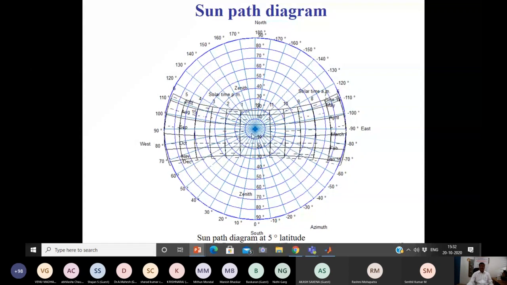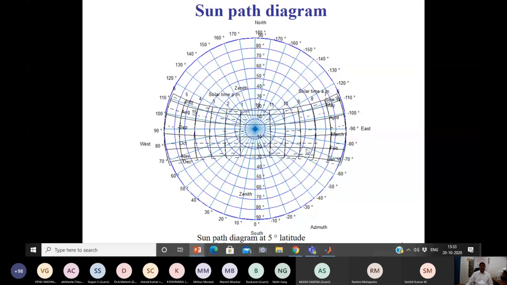If the location is changed, let us say the sun path diagram is prepared at 5 degrees latitude, very close to the equator. What we are seeing here is that on one particular day the observer can feel zero zenith angle. This zero zenith angle comes two times, because we are moving from January to June, and again June to December. From here to here is a 6 month duration. From top to bottom is a 6 month duration.